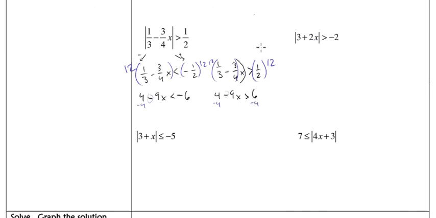Subtract 4 from each side on both of these, and we end up with negative 9x is less than negative 10, and negative 9x is greater than 2 on the first one. Well, on both of them, divide both by negative 9. And that's going to switch our inequalities. And so we end up, I'm going to write it over here. X is greater than 10/9. And over here, x is less than, again, it's a negative 9, less than negative 2/9.